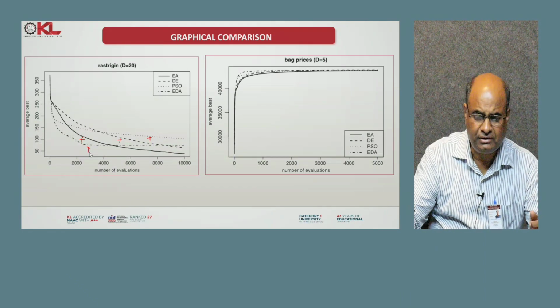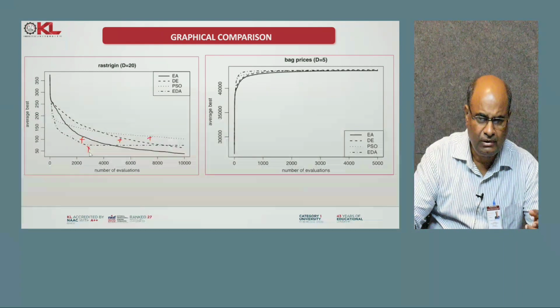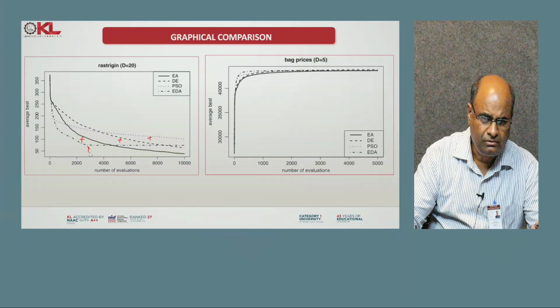Now if you are checking the different performance here, you see that the dotted line, the PSO, is giving the best performance after 10,000 iterations or evaluations. Initially it is 0, the average best is at 0, and when it is increasing it is giving the best performance.